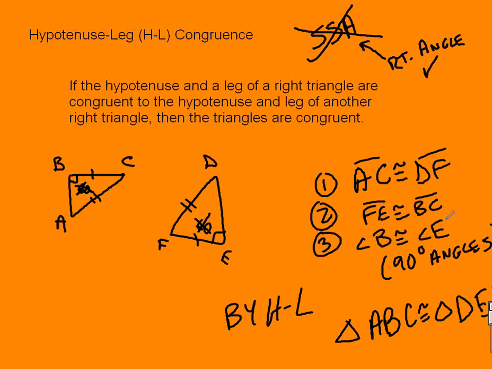So we're going to say what pieces of information are congruent, and then in the end we can say triangle ABC congruent to triangle DEF right there. They must be 90-degree angles.